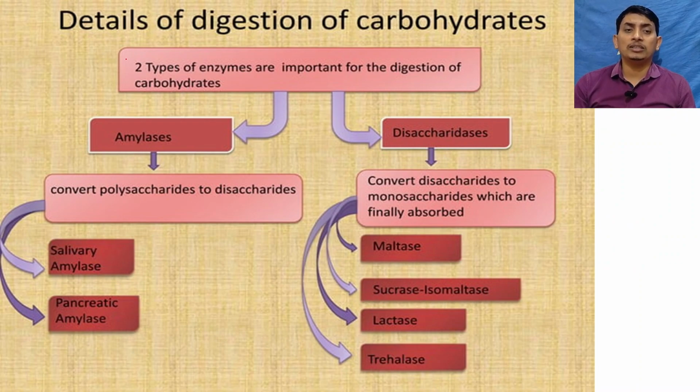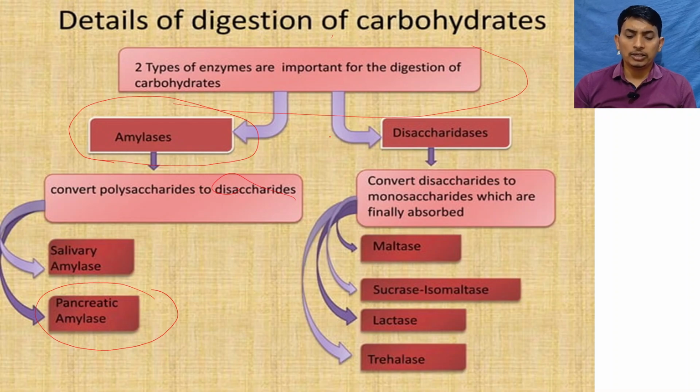So how does digestion start? There are two types of enzymes helping digestion, the important enzymes of carbohydrate. One is called amylase. Amylase is found in our saliva and also in our pancreas, in the pancreatic juice. These enzymes help break down polysaccharide into disaccharide, or you can say oligosaccharide.